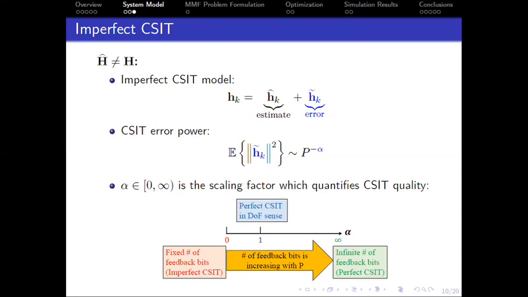In particular, we truncate the value between 0 and 1 in this work. Alpha equal to 0 means a non-scaling CSIT with a fixed number of feedback bits. Alpha equal to 1 corresponds to perfect CSIT in the DoF sense.